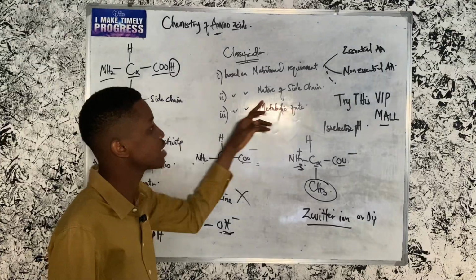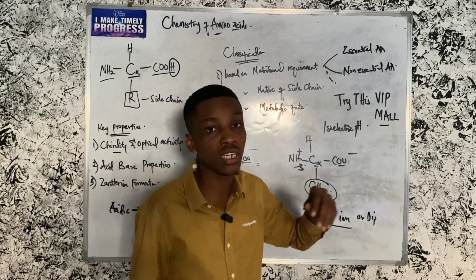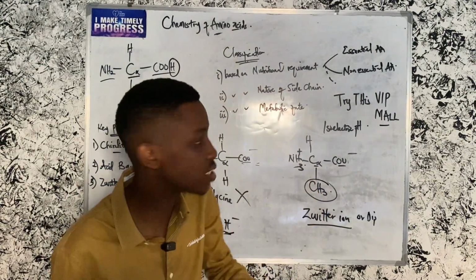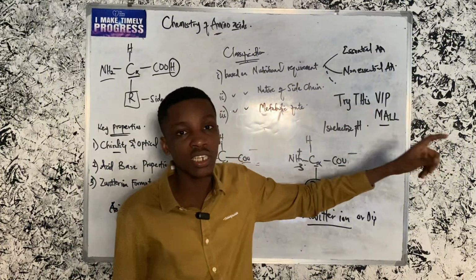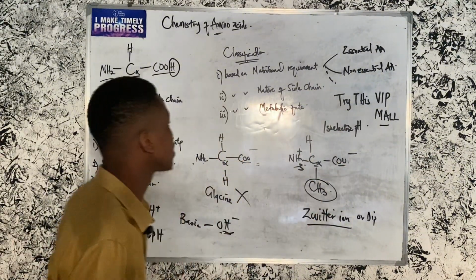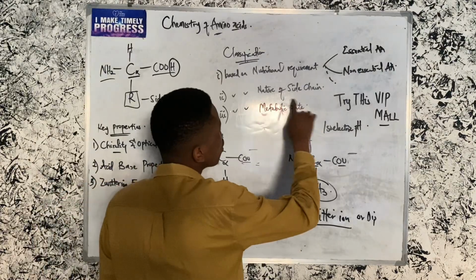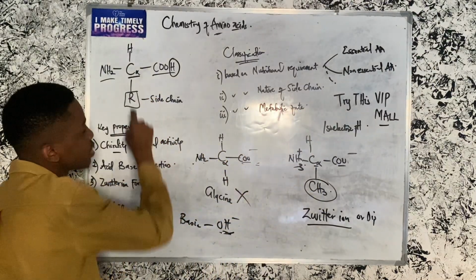Now, every other amino acid is non-essential. So you should know the list of all the amino acids. Then you know who is essential, and you can tell who is not essential. The next thing is classification based on the nature of the side chain.